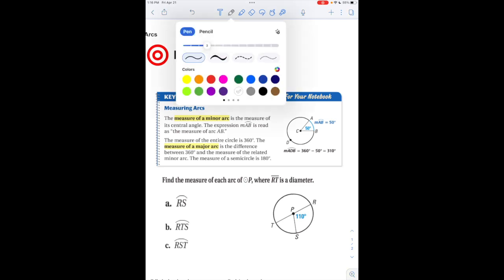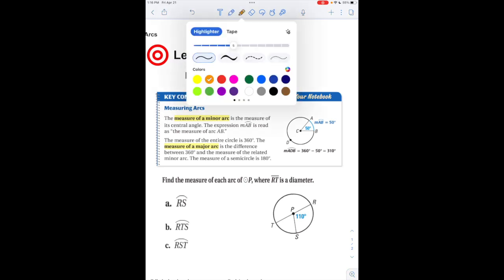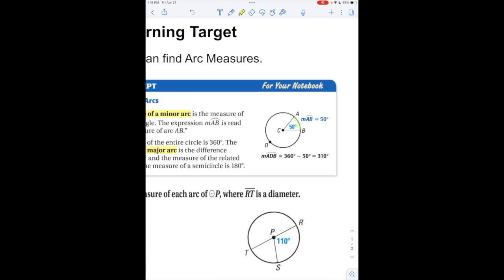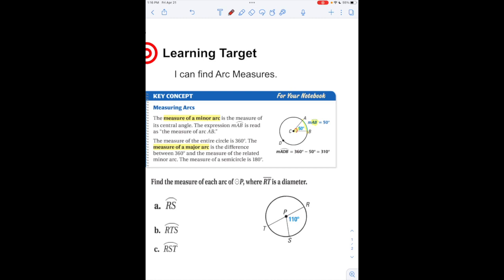A minor arc is going to be the exact same as the central angle. So if I look at the example here, notice the minor arc AB, it goes from A to B. It's only got 2 letters. So again, this reads: the measure of minor arc AB is equal to 50 degrees. And this central angle, again at the center of my circle, is also 50 degrees. So the minor arc and the central angle are the same.